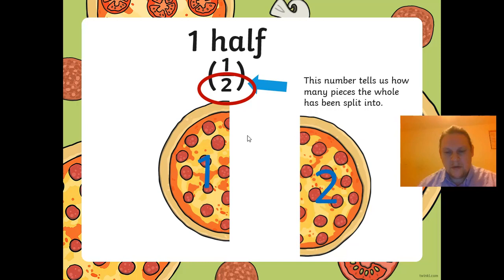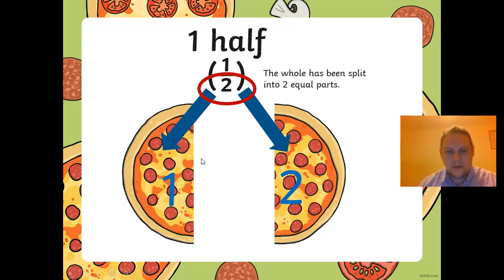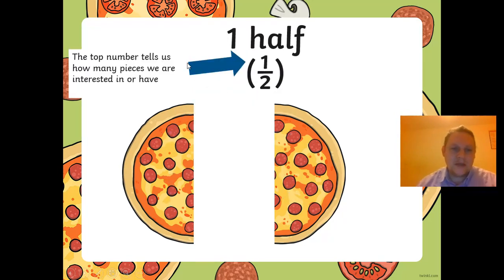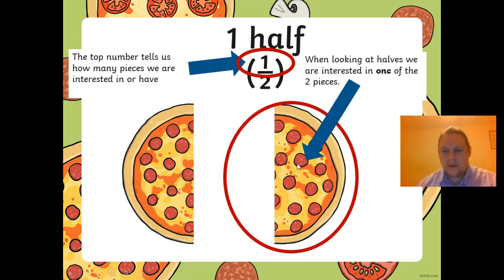We have 1, 2 pieces. That's why we've got 2 at the bottom there, in a half. Half, 2 equal parts. That's what the 2's there for. 1, 2. The top number tells us how many of these pieces we're interested in or we have. When looking at halves, we're interested in one of the 2 pieces. That's why we've got the 1 at the top of a half.